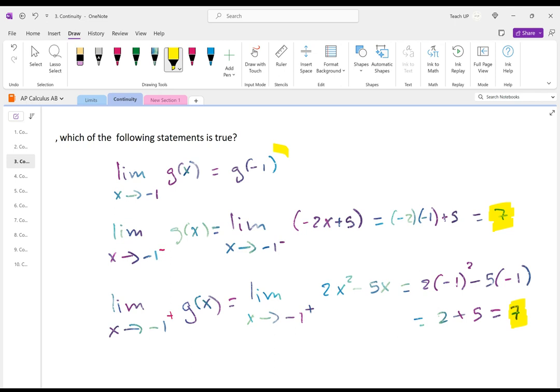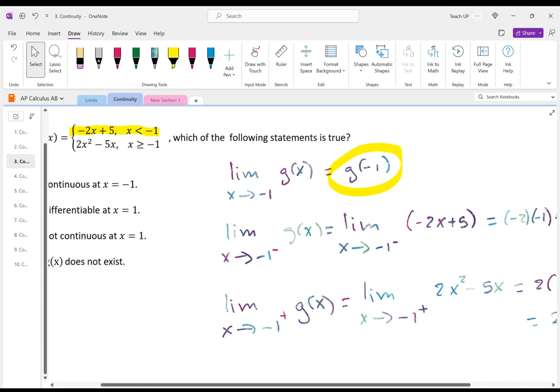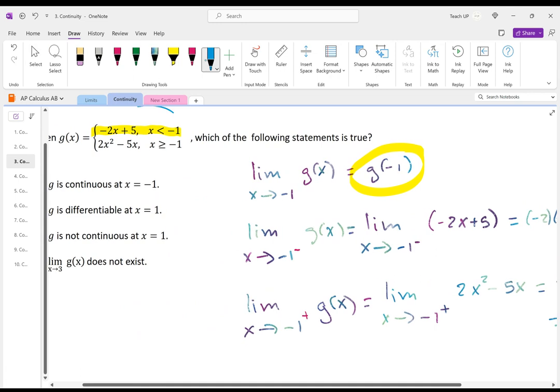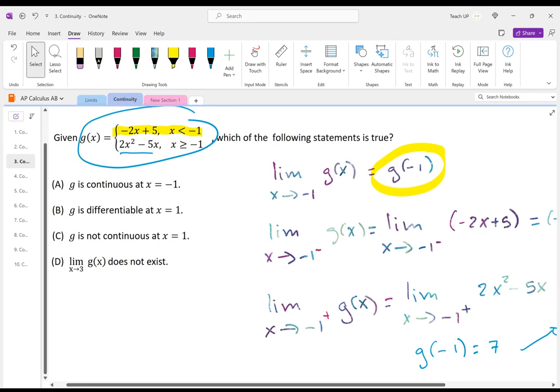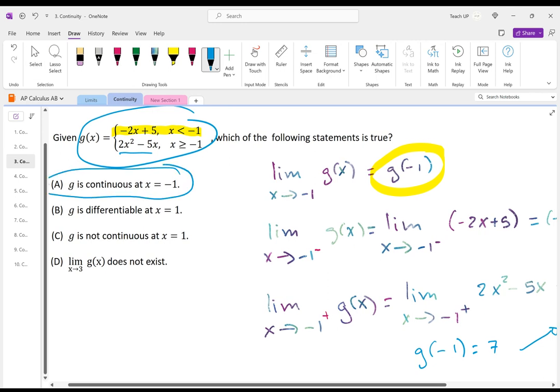Now we're just going to make sure that the function value is 7, and then we could say that g is continuous. And it is, because we're going to see here that g of negative 1 is defined to be what we just found in our last calculation. So g of negative 1 is going to equal 7. That's what we just found here. And so that tells us that the limit is equal to the function value and all of it is equal to 7. Therefore, our answer here is that the function is indeed continuous at negative 1.